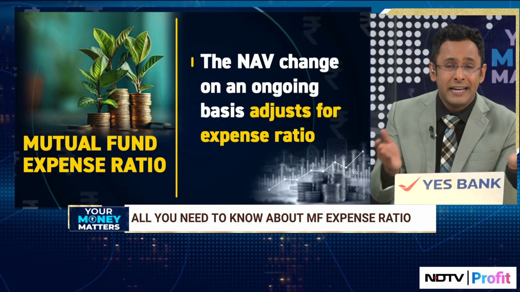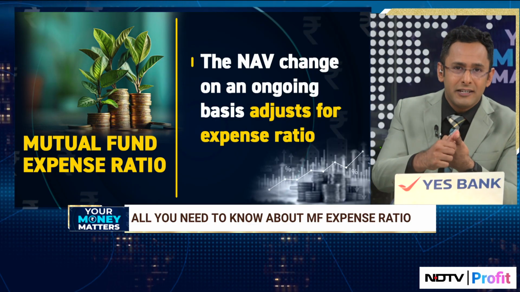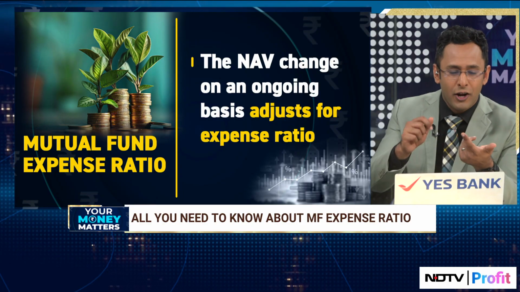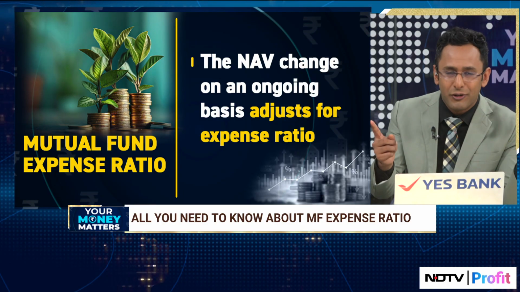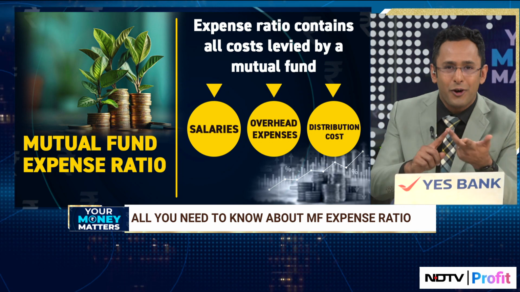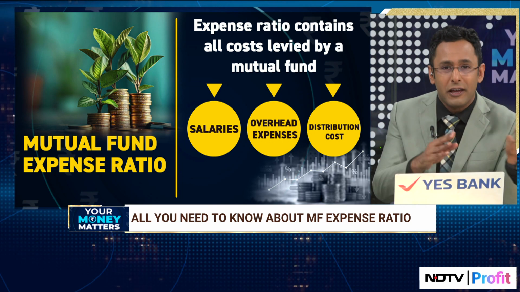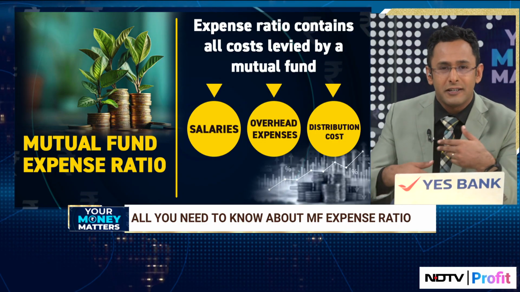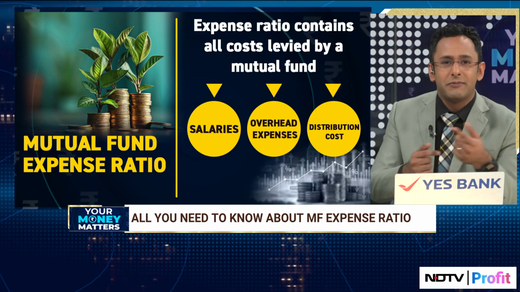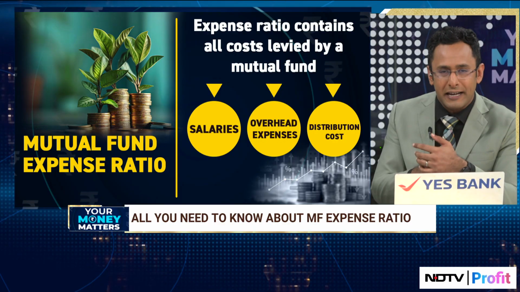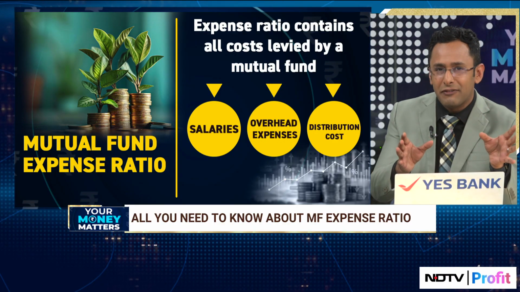What does that include? Everything from the salaries that are paid by the mutual fund to the overhead costs. You can think about the electricity bills or the cost of IT, and even the distribution cost. So if a mutual fund distributor is selling you a product, that comes out of the expense ratio that you are paying. There are a few other rules that govern expense ratio.